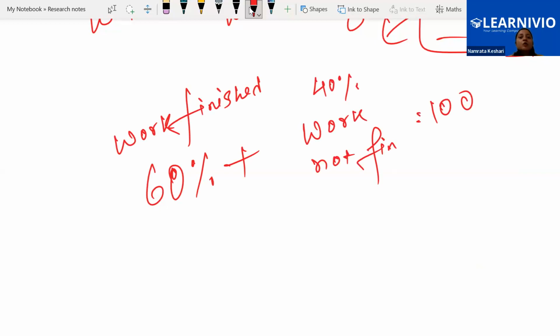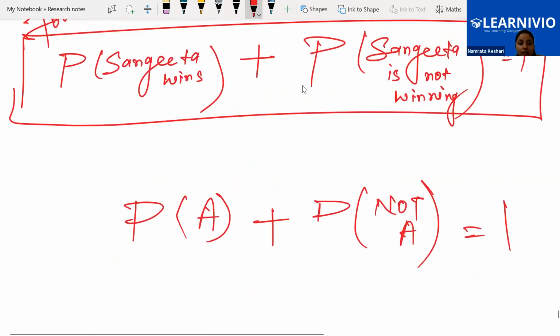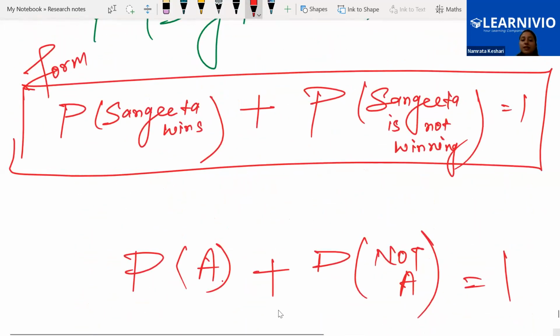So when we talk about percentage, we take 100 as a benchmark: 100 is complete, full. And when we talk about probability, we take 1. One means a sure event, a complete event. That's why in probability the formula is that probability of getting A plus probability of getting not A will always be 1. Getting it?